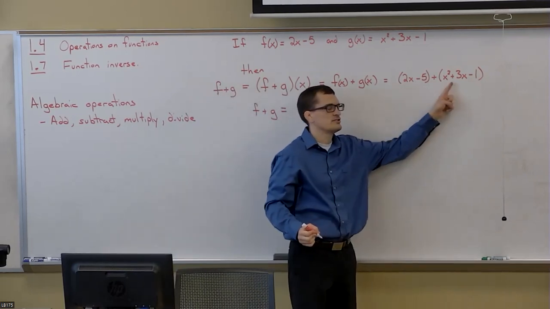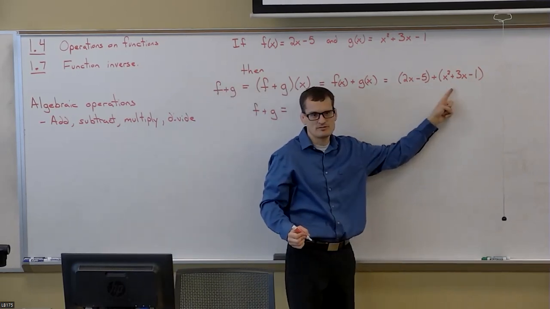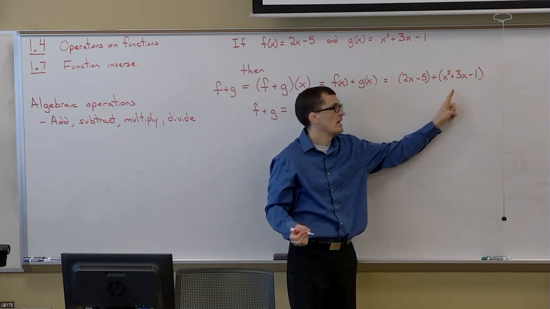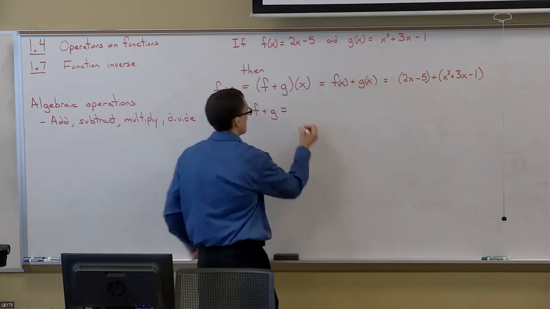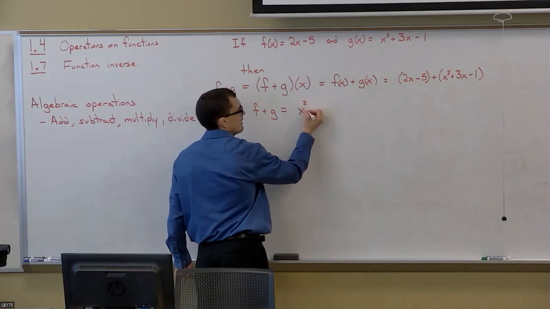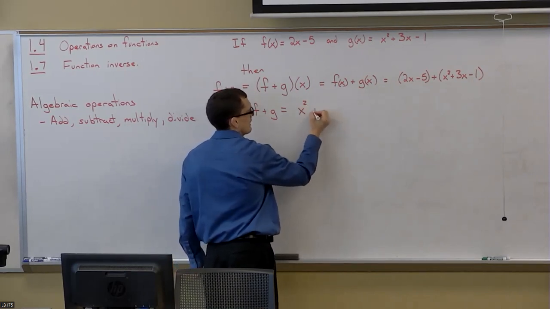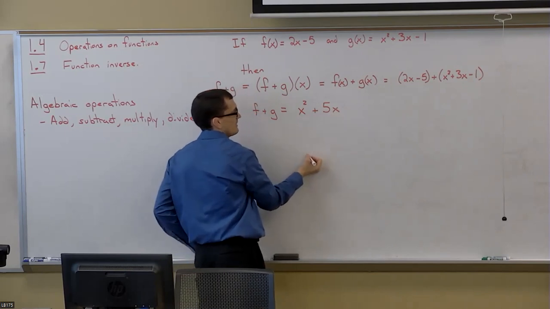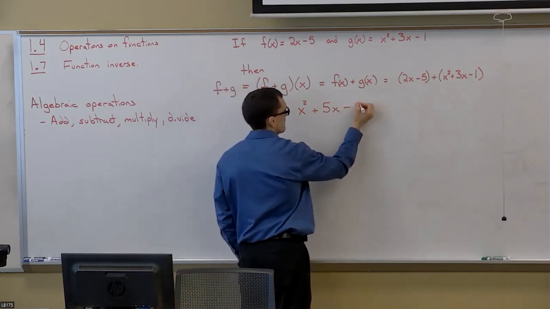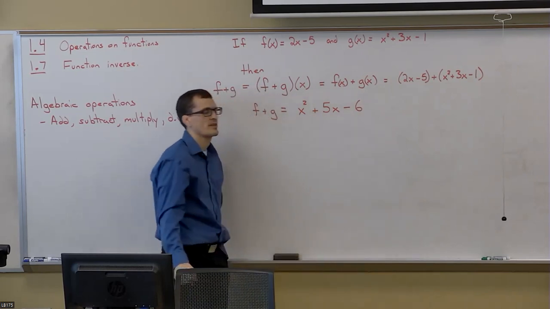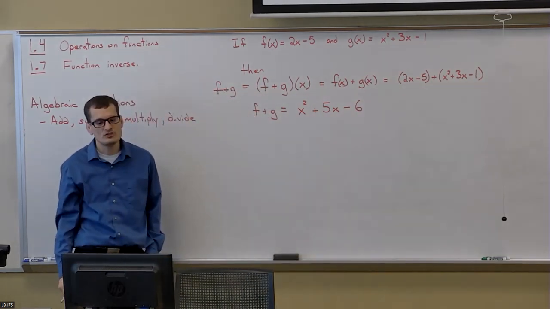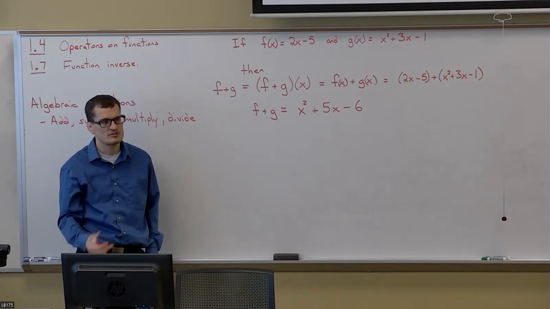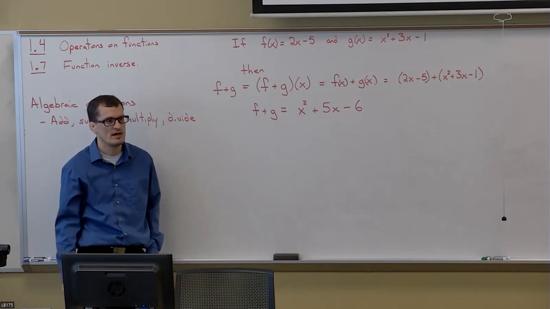When you add these two, it's just adding polynomials, so adding like terms. X squared doesn't have another like term. 2x and 3x are like terms, so you get 5x. Minus 5 and minus 1 are like terms, so you get minus 6. So f plus g is just the result when you add the two outputs.